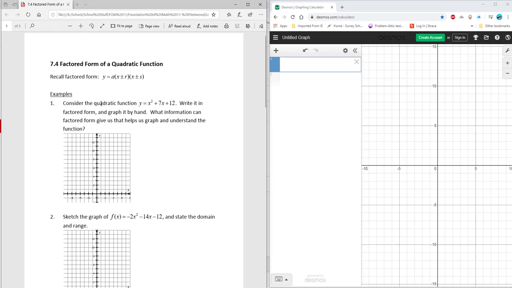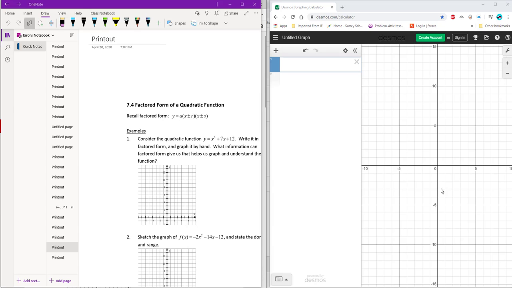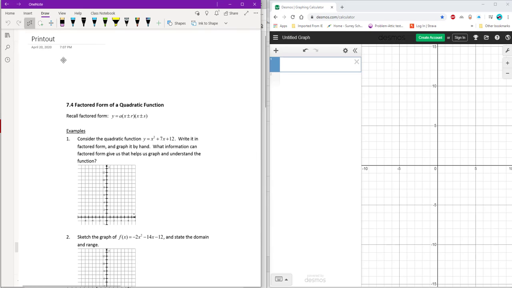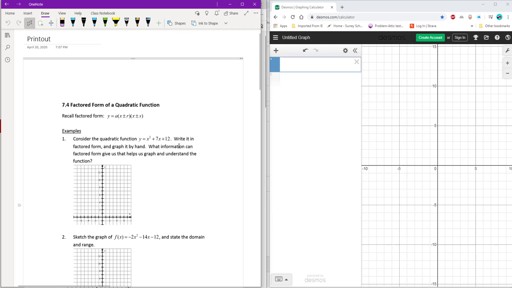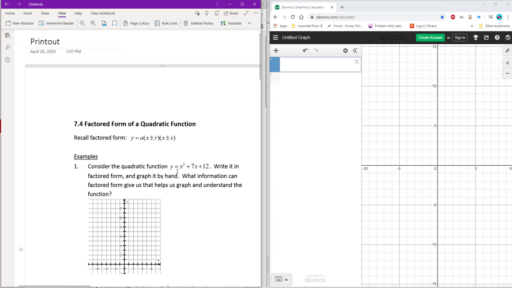So what we're going to do is this: consider the quadratic function y equals x squared plus 7x plus 12. Write it in factored form and graph it by hand. One of the things you can do is notice that we have an a value of 1, okay? So again, if you had watched the previous video, part A, you'll notice that this has a 1.